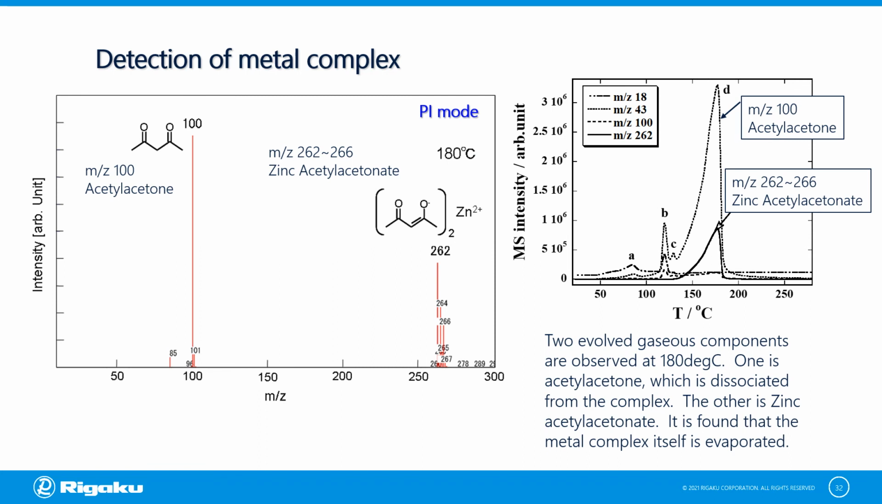This is the result. Two main evolved gaseous components are observed at 180 degrees centigrade in the PI method. One is acetylacetone, which is dissociated from the complex. The other is zinc acetylacetonate. As you know, zinc has some isotopes. That's why we can see some peaks from 262 to 266. It is found that the metal itself is evaporated.